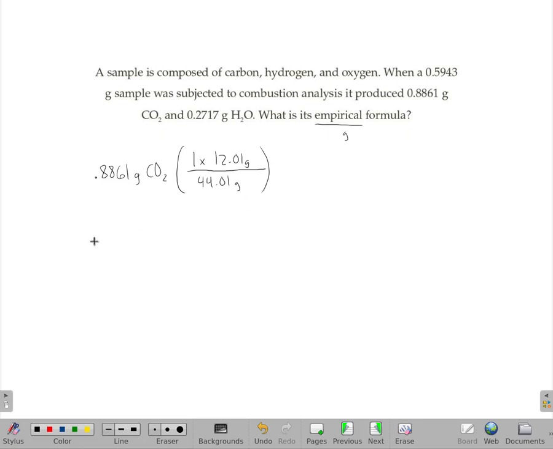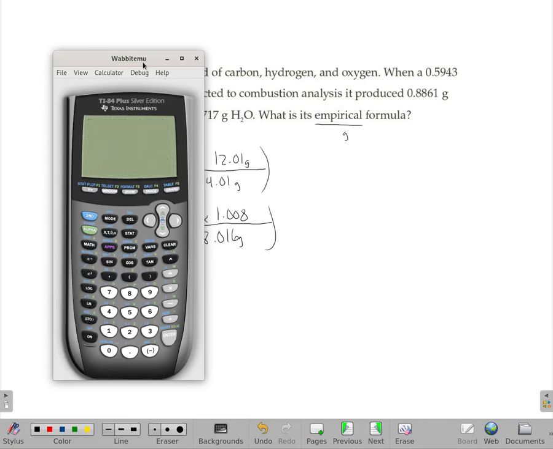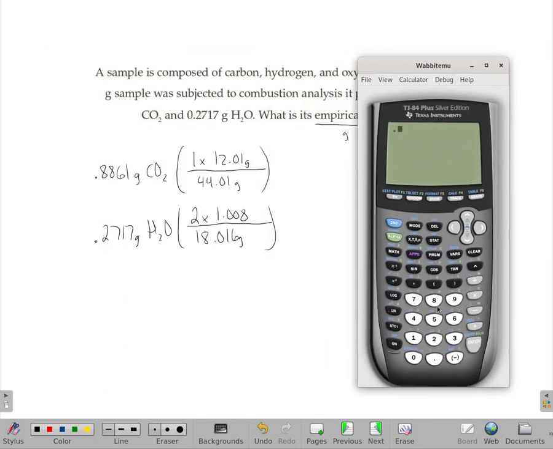On top, I just have one carbon because that's how many carbons are in CO2. Now I'm going to have something similar for the 0.717, but it's for water. So on the bottom of this one, I have the molecular weight of water. And on top, I have 2 times the molecular weight of hydrogen because there's 2 hydrogens in water. All right, using those 2 calculations will give us the starting point here.